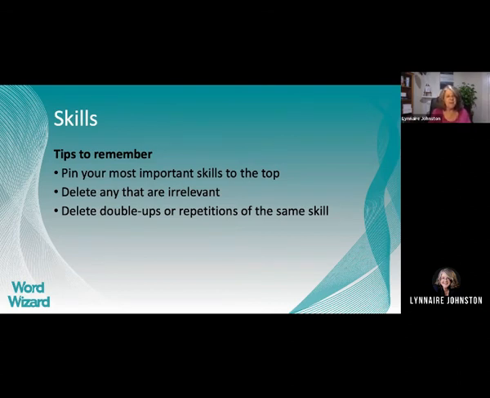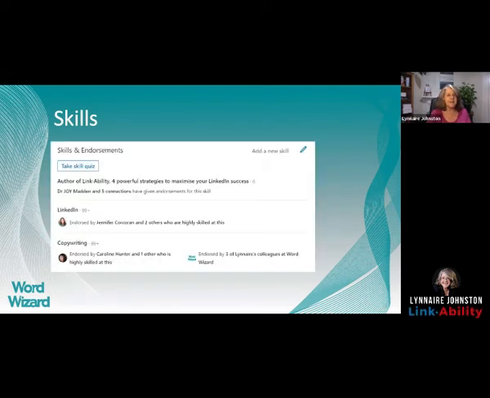My top tips are to pin your most important skills to the top. Delete any that are irrelevant and take out any double ups or repetitions of the same skill so that you get more endorsements for the ones you really want. If possible, put those with the highest number of endorsements at the top, and you can reorder this section. So make sure you put the ones you want people to see higher up in the list.